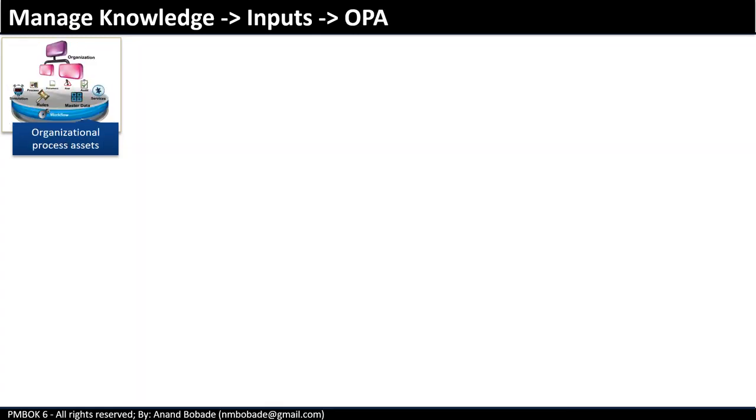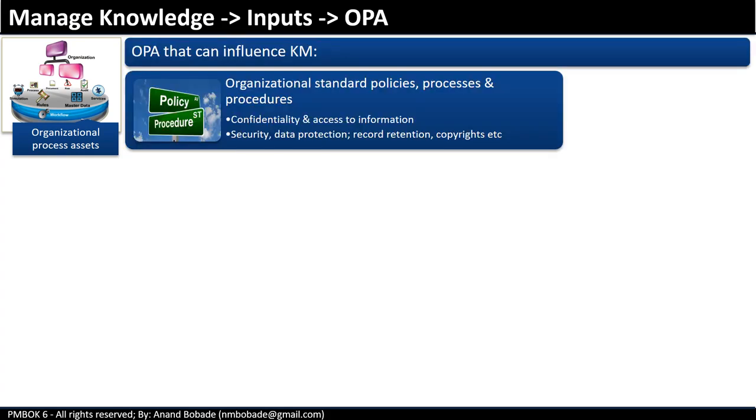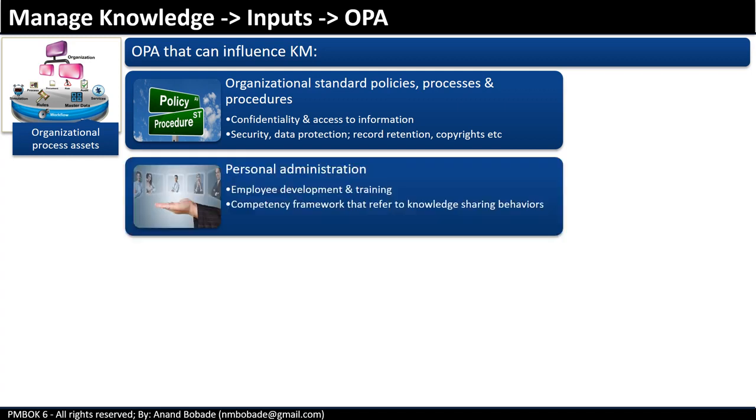Organizational process assets that can influence knowledge management are organizational standard policies, processes, and procedures, like confidentiality and information access policies, security policies, data protection, record retention, copyrights, etc. Personnel administration policies and procedures, like employee development and training and competency frameworks, promote knowledge sharing behavior.